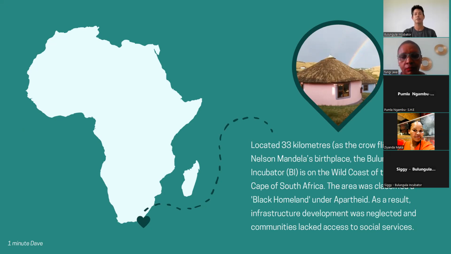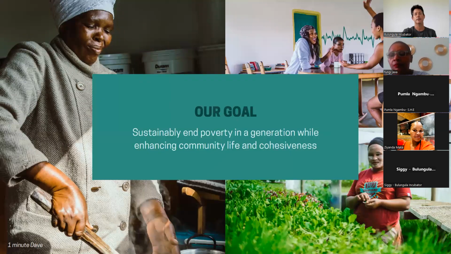A lot has changed in the last 20 years, and we've done lots of work in education, health, youth development, agriculture, and we've learned a lot during that period. It's quite a unique area, a very remote rural area, so you'll have to think about what lessons we share here will be relevant to your setting and apply it appropriately. But I think definitely, even though we're in a remote traditional area, there'll be many lessons that you can learn from. Just to give you our goal: sustainably end poverty in a generation while enhancing community life and cohesiveness.